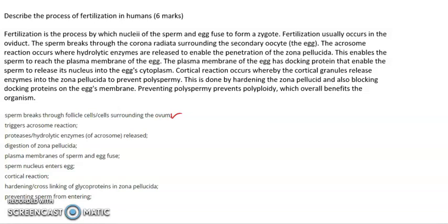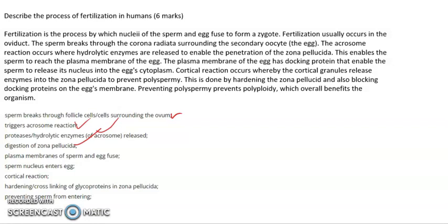The acrosome reaction occurs where hydrolytic enzymes are released to enable the penetration of the zona pellucida. Wow, 1, 2, 3 mark points in that one sentence. Talk about bang for your buck. You have triggers acrosome reaction right there. The proteases, hydrolytic enzymes, are released and they digest or enable penetration of the zona pellucida. And this enables the sperm to reach the plasma membrane. So that's basically the same point.